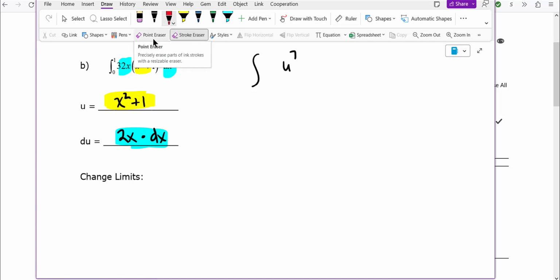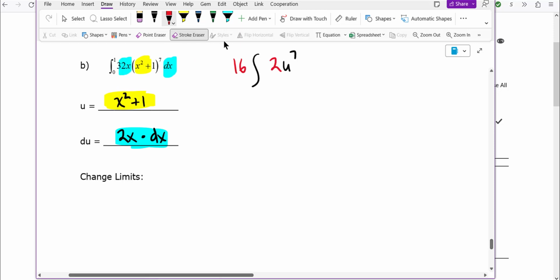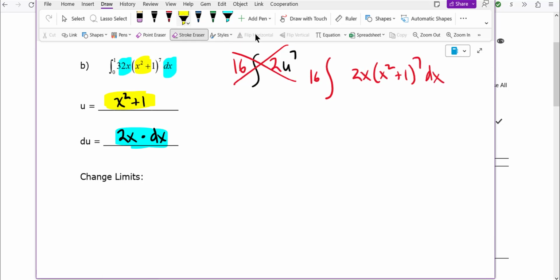Isn't 32 just 16 times 2? So a person could write 16 and 2 on your integral. You don't want to change that yet, but you could change this to 2x and have a 16 in front, and then x squared plus 1 to the 7th dx. Sometimes you can do stuff like that. So we've got u, and now we've got du. So that's one way to do it. Sometimes you can work with the constants and do it that way. Not always, but sometimes you can.